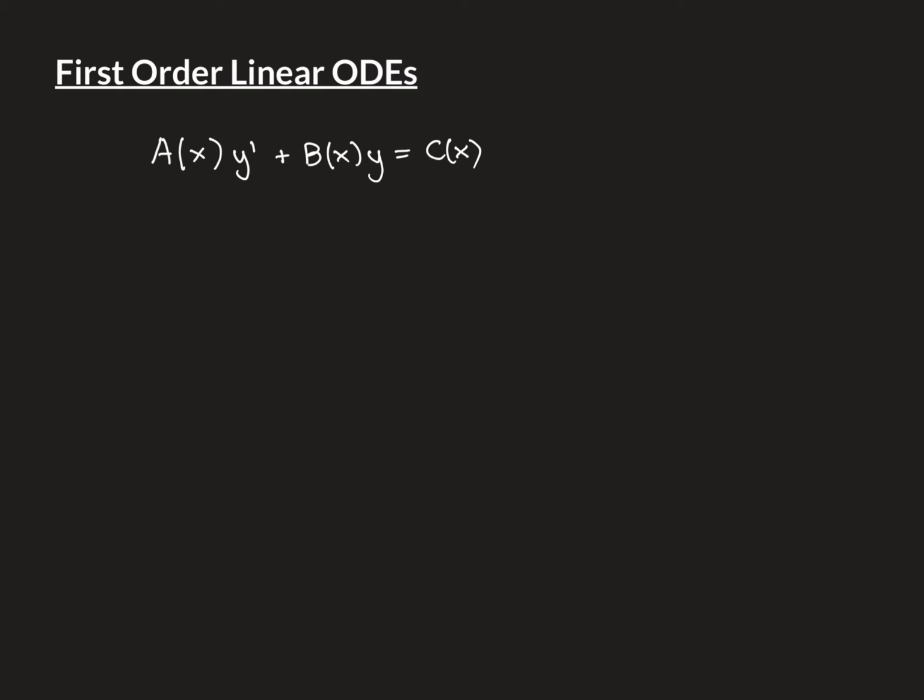Now, people often write this in simpler form. We can divide through by a of x, and people usually will actually change the names of the functions that I've given here. They usually use p and q instead of a, b, and c. So more usually you'll see the general form of a first order linear ODE written like so: y prime plus p of x times y is equal to some q of x. And the way we've gone from that to that is, you can imagine just dividing everything through by a of x. Now that is slightly dodgy algebra, of course.